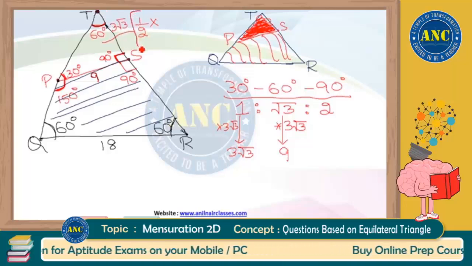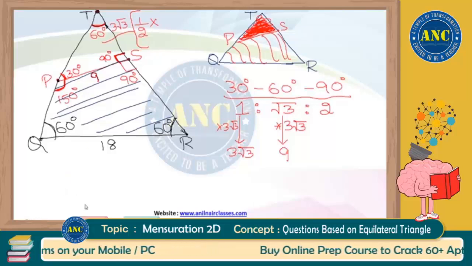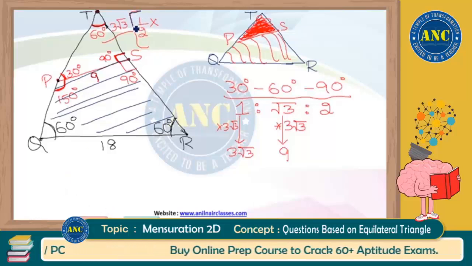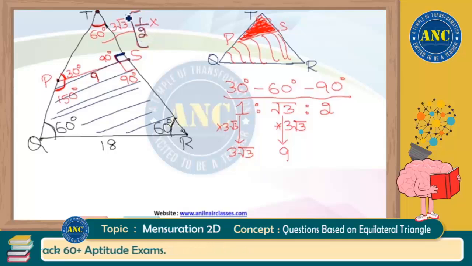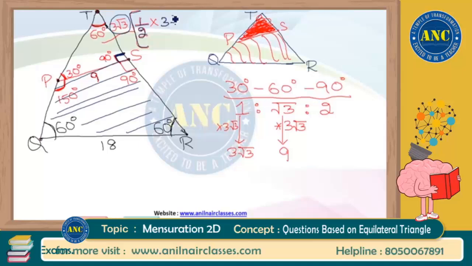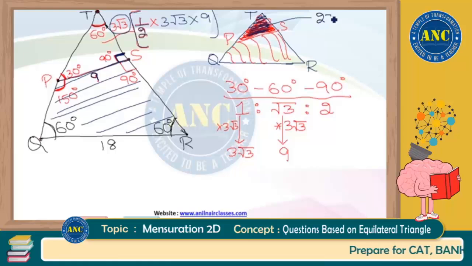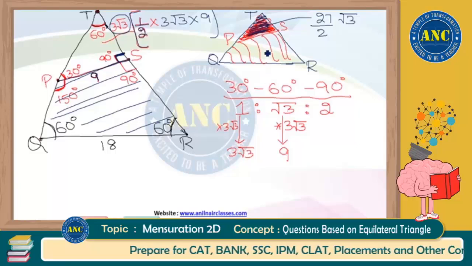Sir, why are you taking TS? That TS is nothing but my base for this right angle triangle. So area of this right angle triangle is half into base, which we just now calculated as 3 root 3. Height of this right angle triangle is nothing but PS, which is 9. So the area of this triangle which I want to cut off is half into 9 into 3 root 3, that is 27 by 2 into root 3. I hope I am making sense.